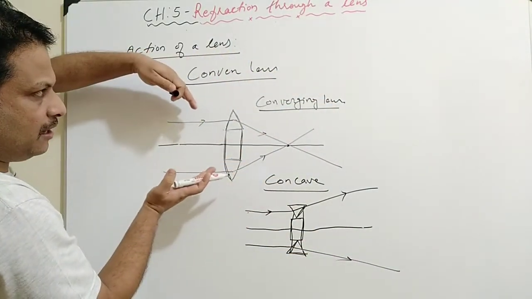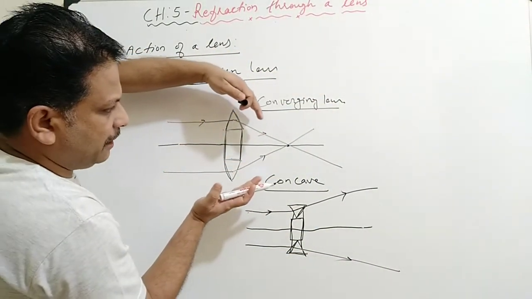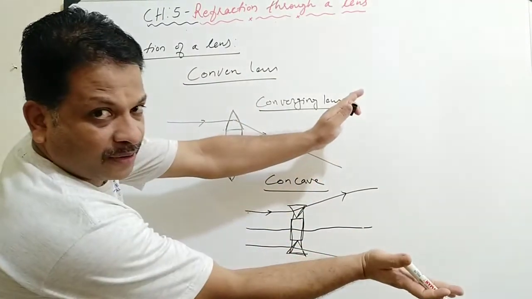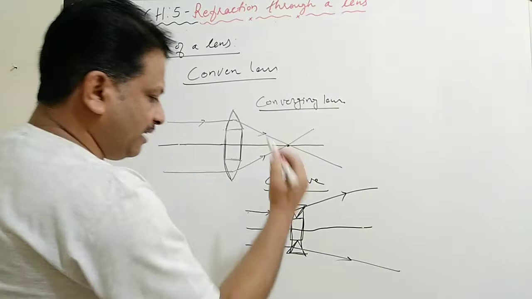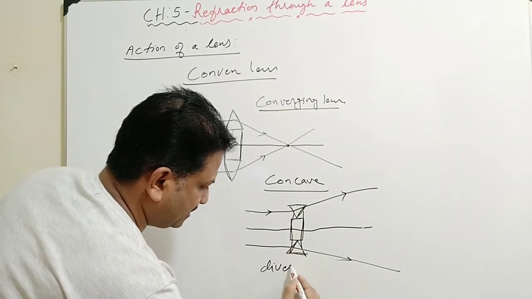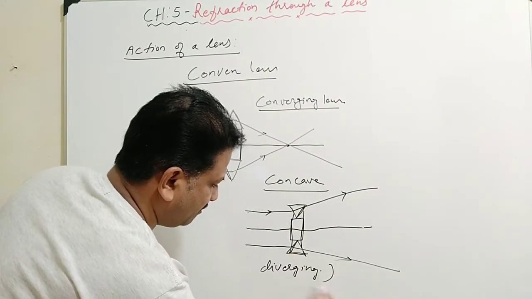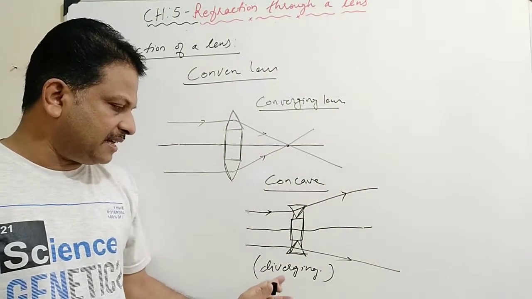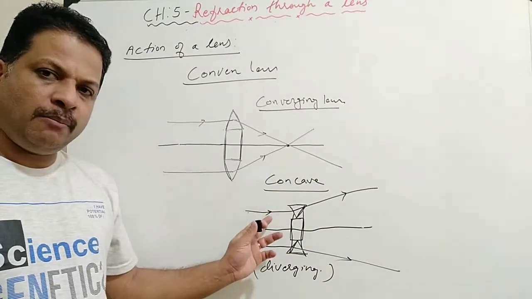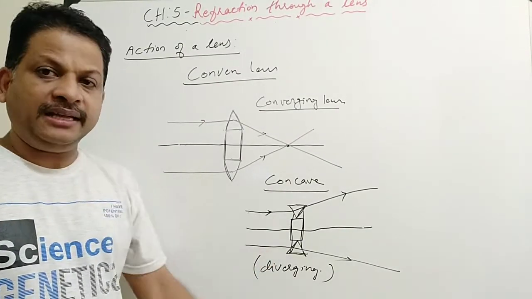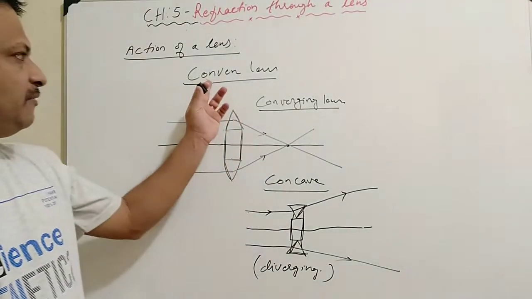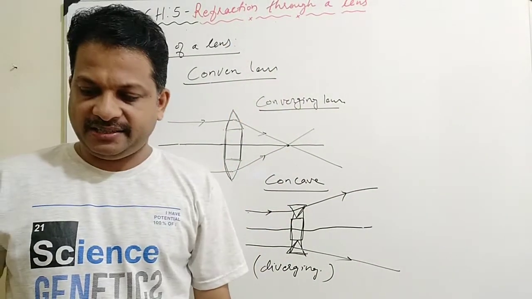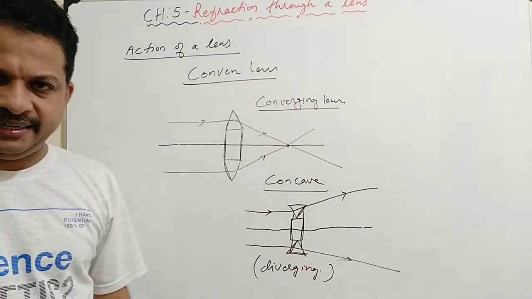Here in the case of the convex lens, the light rays were meeting at a particular point. Here the light rays are moving away from the lens. Clear? So a concave lens is known as a diverging lens. This is the diverging action of a concave lens. So we can say that a concave lens has a diverging action on parallel light rays incident on the lens. So a convex lens is known as a converging lens, and a concave lens is known as a diverging lens. So this is the action of the lens. Clear?